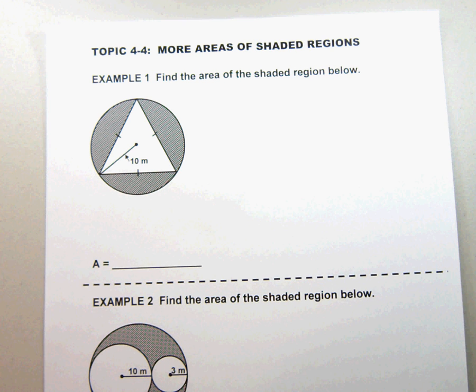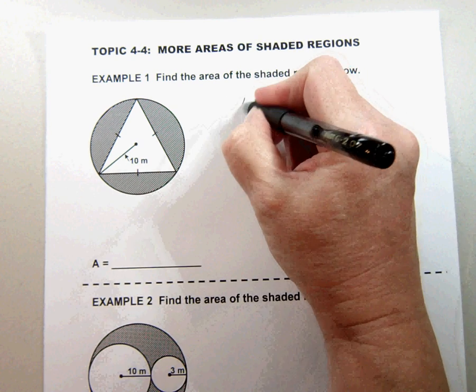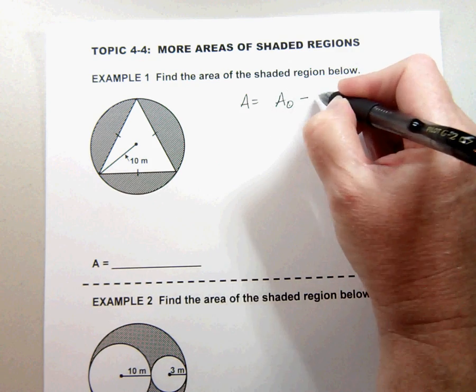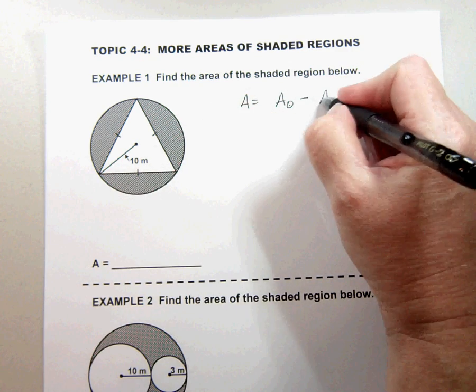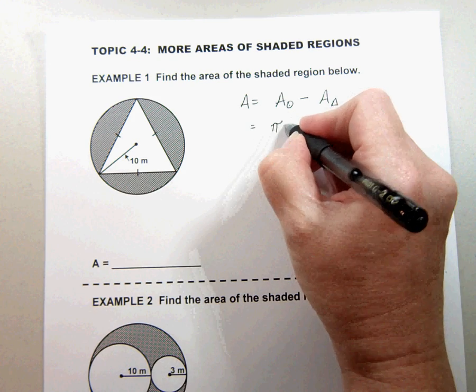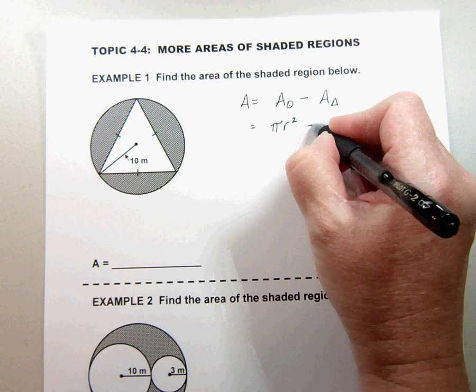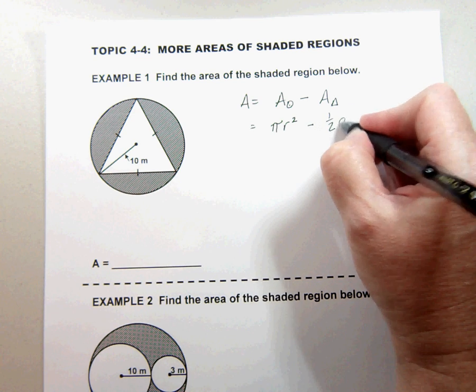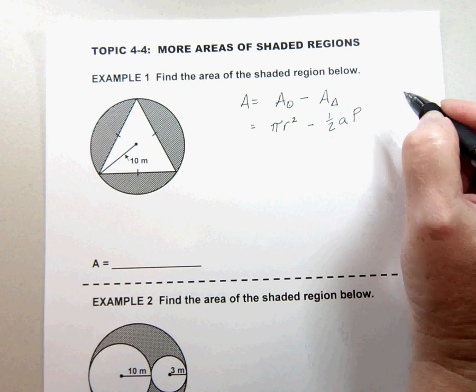This is topic 4.4, more areas of shaded regions. You've done one like this from section 4.3, so let's just talk about what you need to do. You have to take the area of the circle and subtract out, since it's the white area, the area of the triangle. In this one, let's write our formulas. You have pi times radius squared minus, and we're going to use 1/2 the apothem times the perimeter.